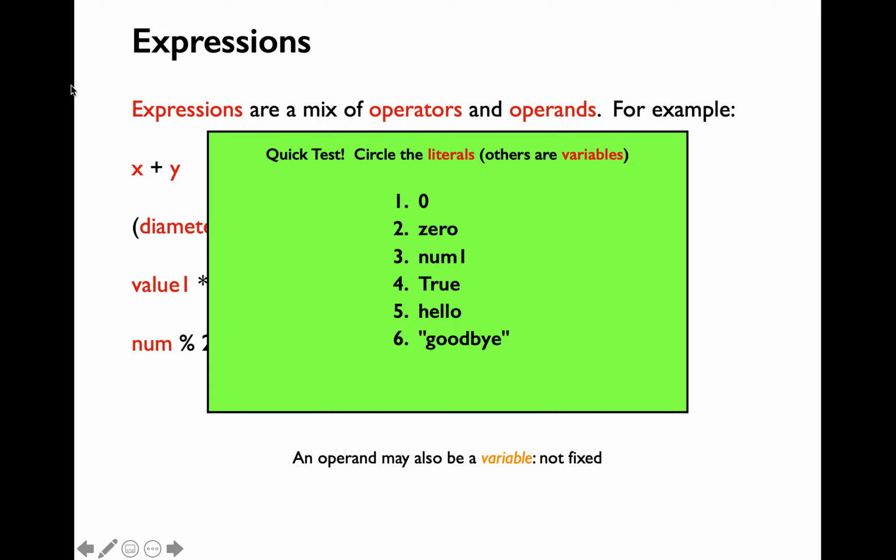So let's do a quick quiz here. I have 6 entries on this slide over here. Pause this video here and answer this question. What are the examples of literals that you see on the screen? If you had answered with option 1, which is 0, an integer, and option 4, which is True, a Boolean value, and option 6, which is the string goodbye, then you had the correct answer to my question.